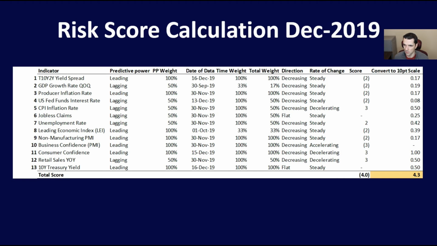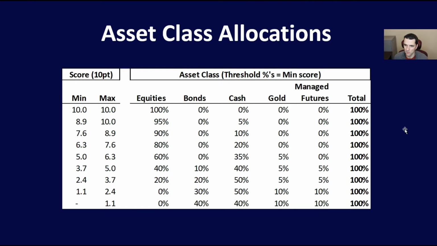So a quick shot here at December, like I said, 4.3. So some of those indicators, especially in the labor area, weren't nearly as bad as they were in January. So yeah, we'll have to see what that says. So based on that risk score, I then look at my asset class allocations.